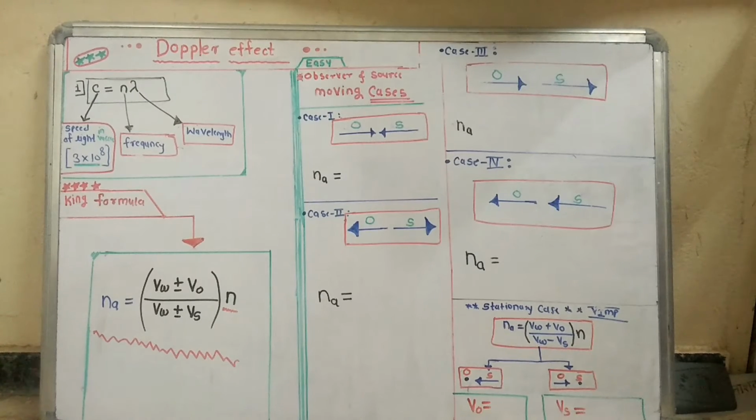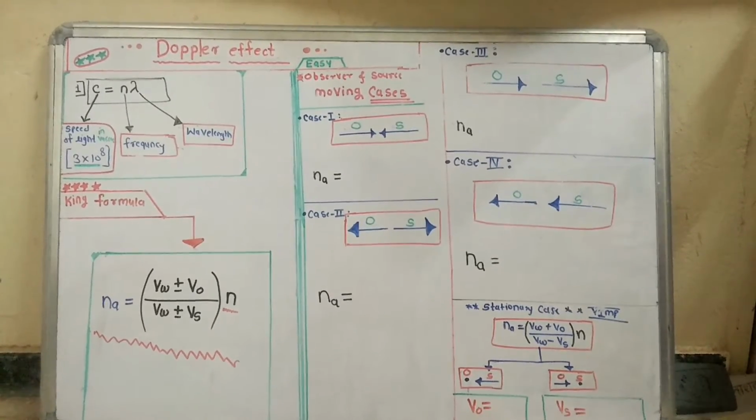From the King formula, you can find our first and basic formula, C equals n lambda. When lambda is moved to the left side, C by lambda, then you can find the frequency easily. Next, we study the cases of this formula, based on the direction in which the observer and the source are moving.